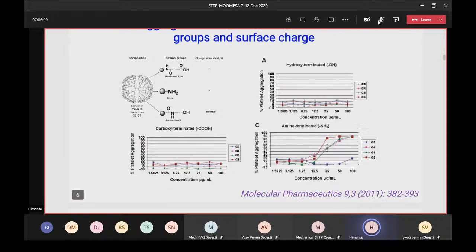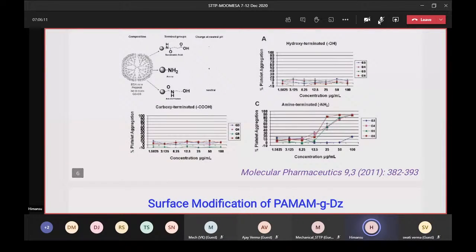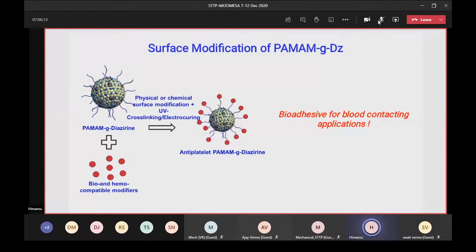So this is to design such a substrate, and we went with such chemistry. We prepared this PAMAMG diazirine through macromolecular chemistry, and after that we added a bio- and hemocompatible modifier. Say, for example, any kind of biocompatible modifier, such as anti-clotting materials, or alginate, or any kind of biocompatible or hemocompatible agent. We wanted to add it over the substrate and modify the substrate.